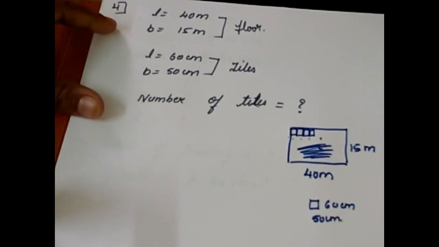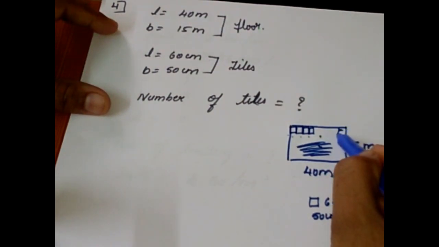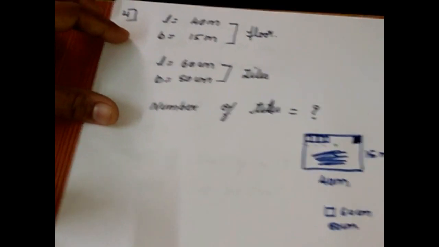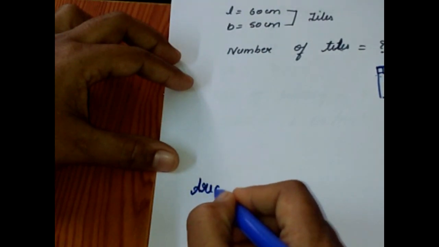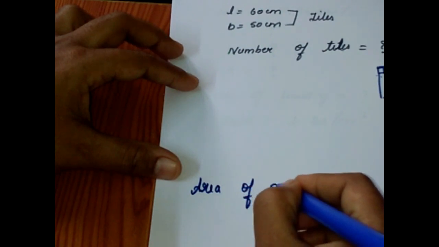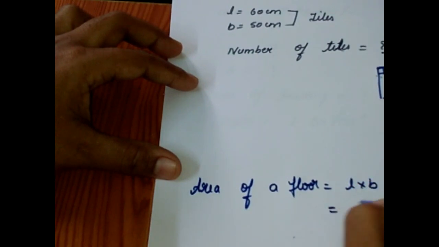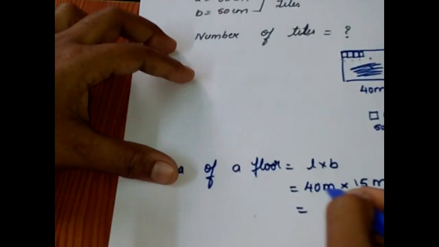Now let us think how to find this. If you know what portion of area can be covered by one tile, then it is very easy to calculate the number of tiles. So let's proceed this way. First step, let me calculate the area of the floor. Area of a floor is length into breadth, 40 meter into 15 meter, that is 600 square meter.